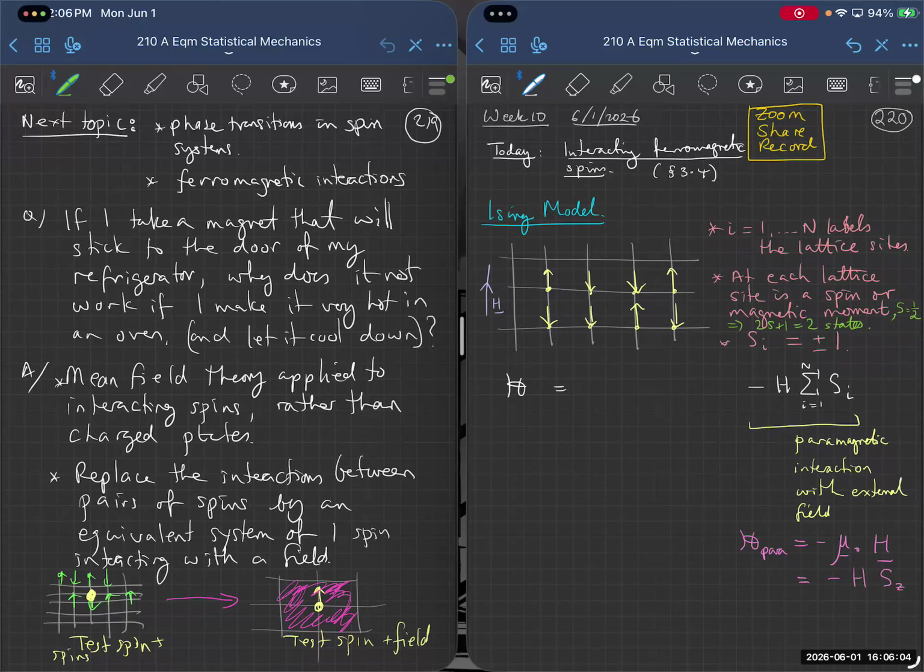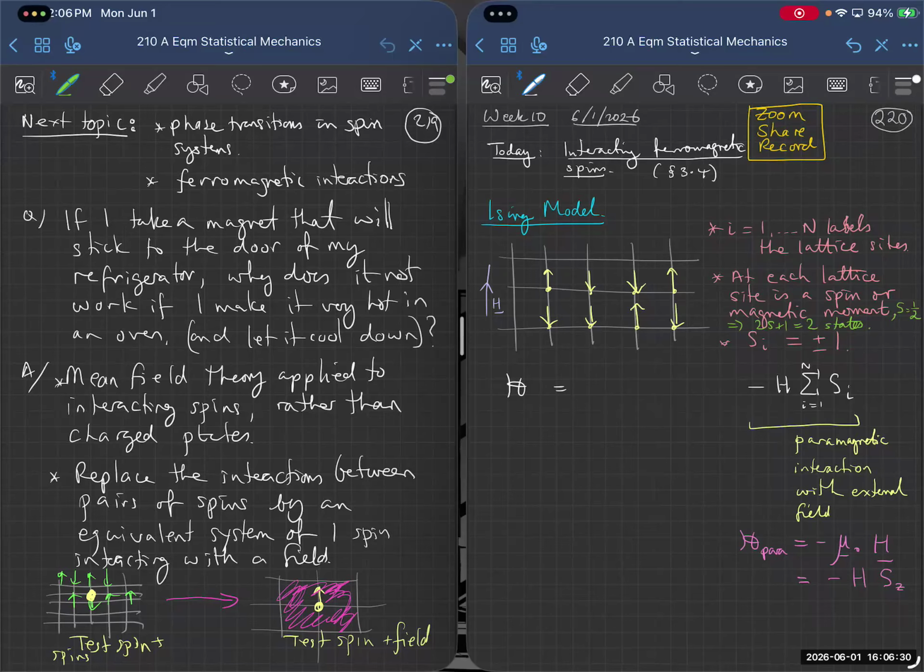We saw halfway through the class, when we were looking at the quantum paramagnet, that the paramagnetic interaction with an external field is what you can see in the right-hand column. Namely, you take the magnetic moment and dot it with the external field. That gives you the energy. The system can lower its energy if the spin is in the same direction as the field. That's all the energetic considerations for the paramagnet.